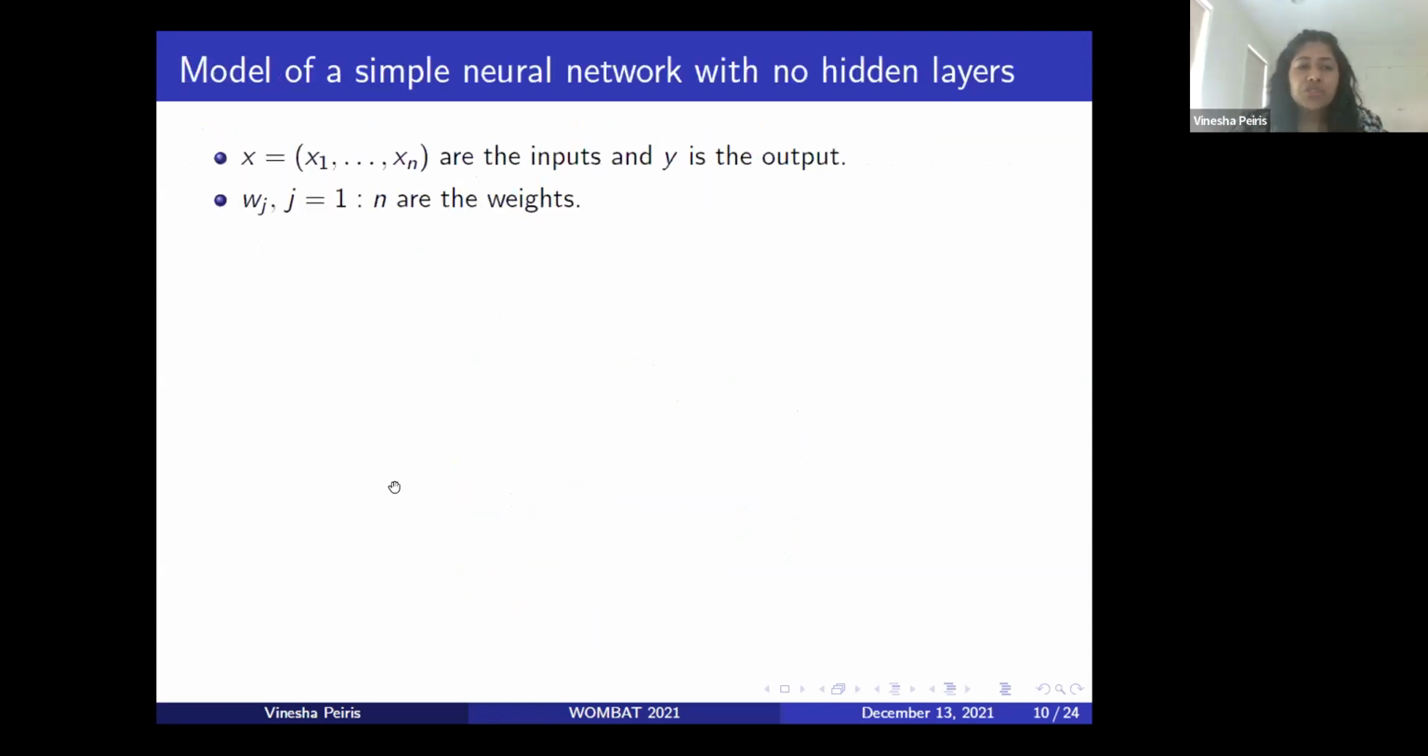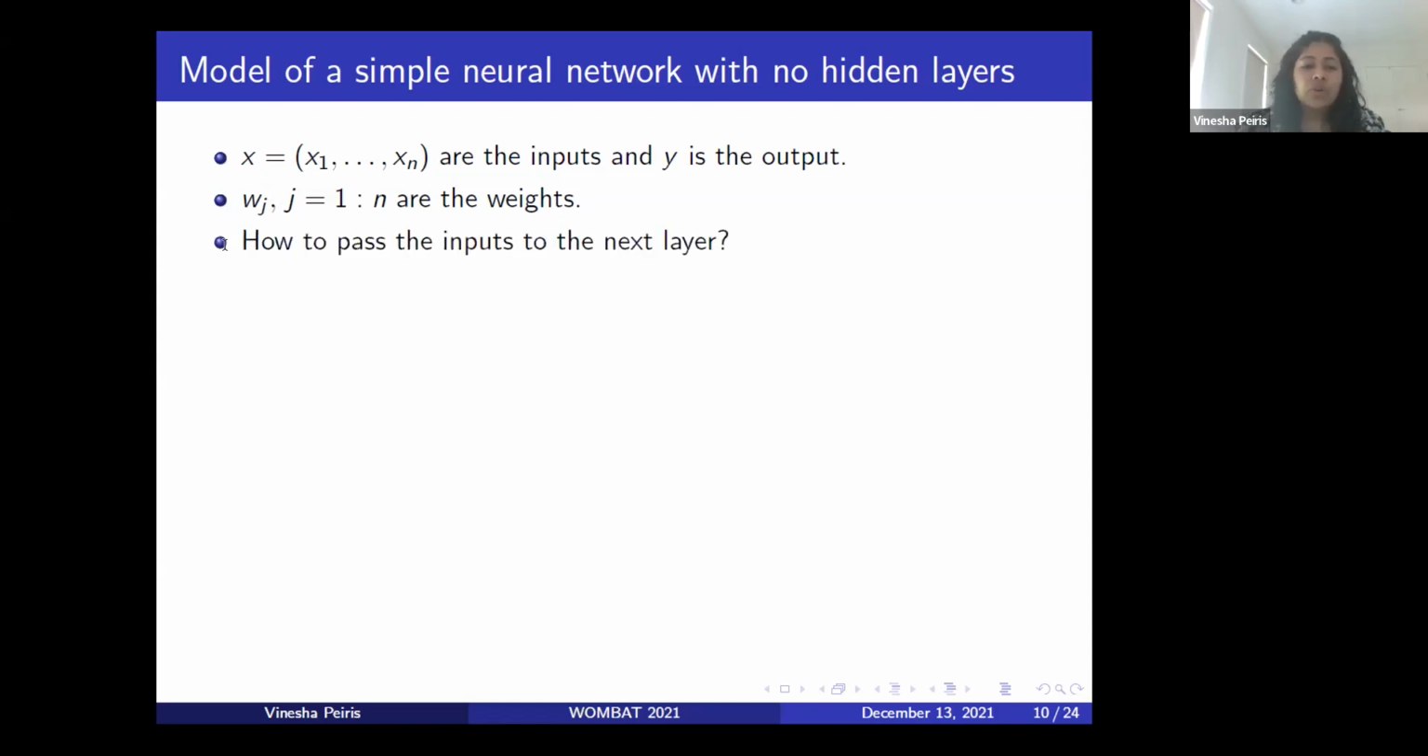Now, let me show you a model of a very simple neural network which has no hidden layers at all, and there is just one output node in my output layer. So suppose I have n inputs, so I have n nodes in the input layer. And in my output layer, there is just one output. And I have w_j, which are the weights connecting my inputs and the output.